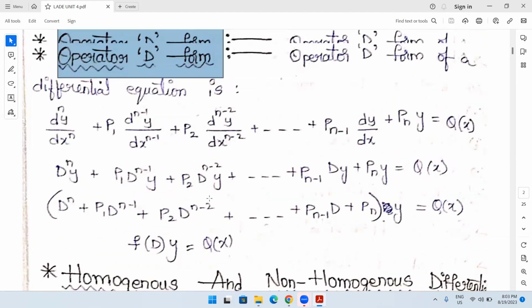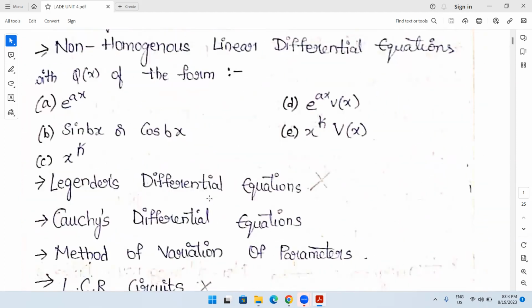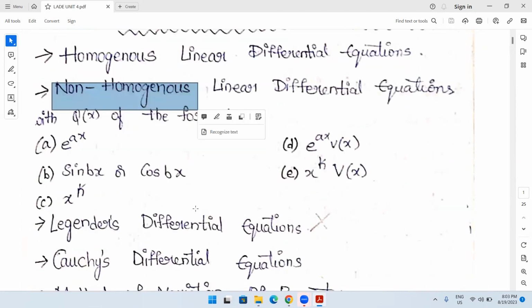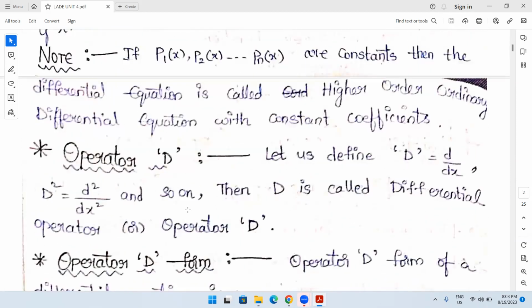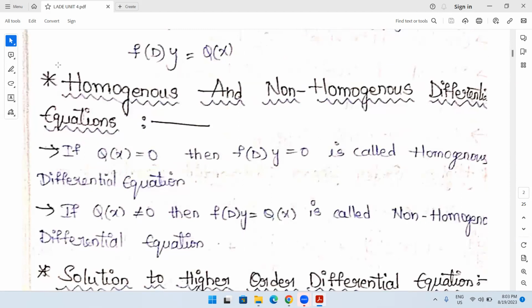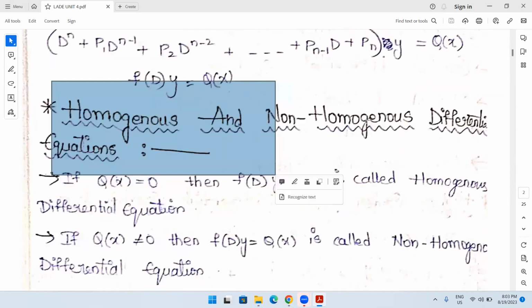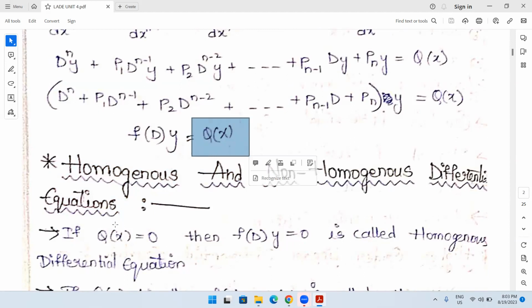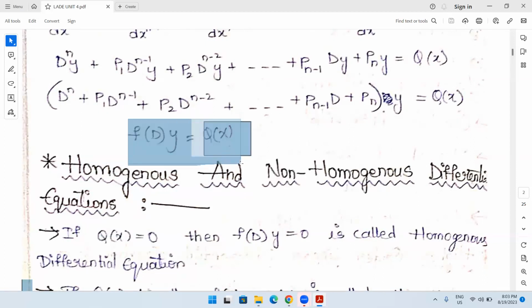Now let us see what the difference is between homogeneous and non-homogeneous. What is non-homogeneous? What is homogeneous? Let us define these two terms, homogeneous and non-homogeneous differential equation. If f of D y equals Q of x is a differential equation, and the right hand side, that is Q of x, equals 0, then what do we get? f of D y equals 0.